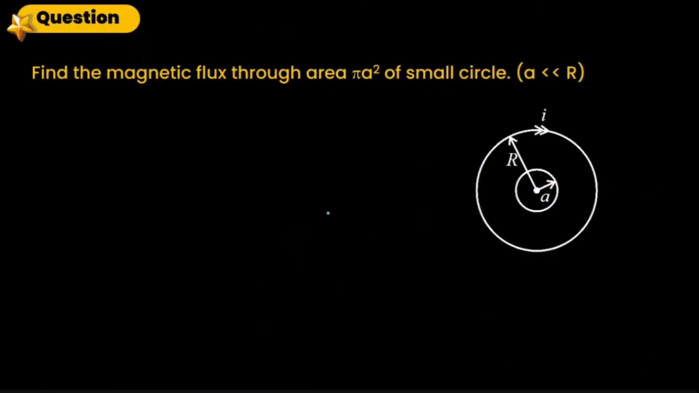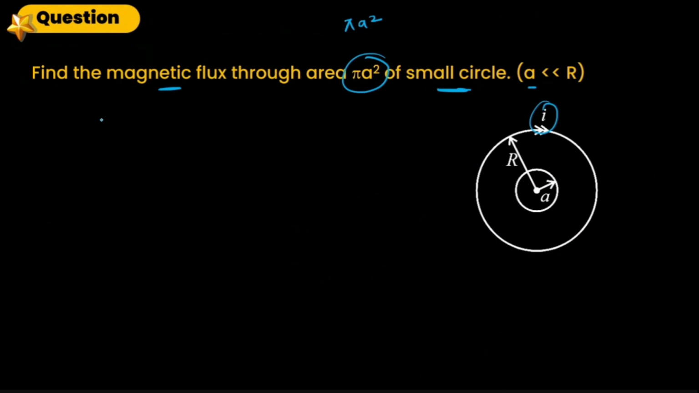So let us try to find out what the magnetic flux is through this area pi a square of a small circle, and it is given that a is very small compared to capital R. What does it mean? Let us try to understand this figure. Basically we have two circles: the outer circle carries some current I, whereas the inner circle has no current. The radius of the inner circle is small a and the radius of the outer circle is capital R.